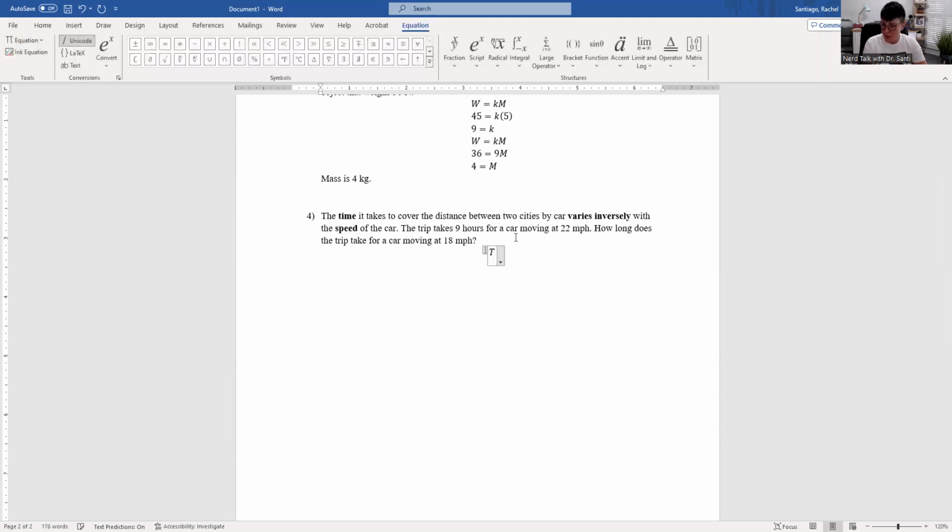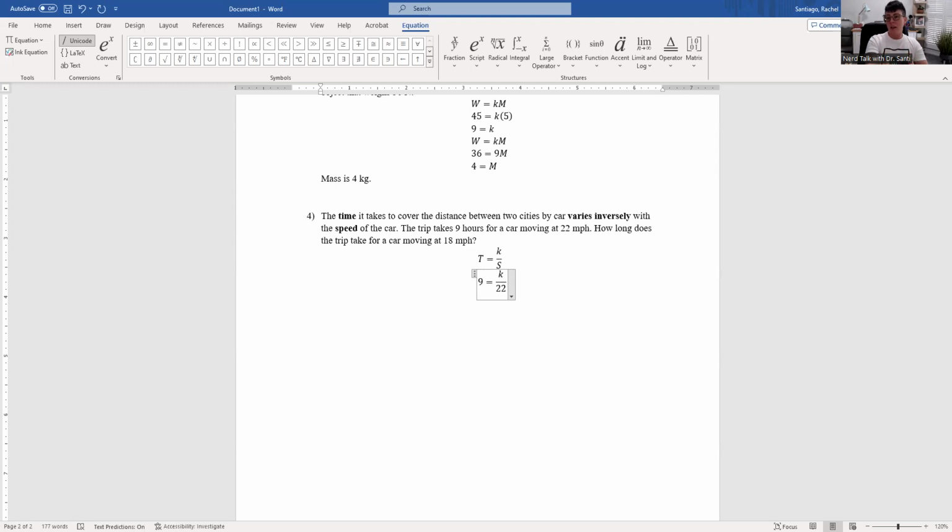So I'm going to use capital T for time, and it varies inversely with the speed. So I'll use S because I'm writing this out on the computer, so it doesn't look like 5s. It's an actual S, okay? All right. So we are told that the trip takes 9 hours, time, for a car moving at 22 miles per hour. So I don't know the constant of variation, but I do know the speed is 22 miles an hour.